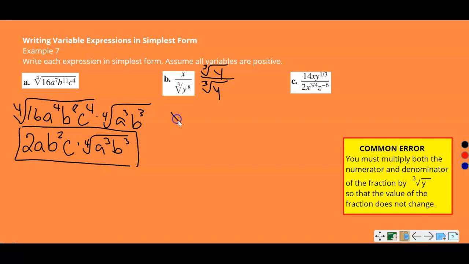So that leaves us with x cube root of y on top. And on the bottom we have cube root of y to the 8th and cube root of y to the 1st, which is the cube root of y to the 9th. Cube root of y to the 9th is just y cubed. So I'm going to have x cube root of y over y cubed.